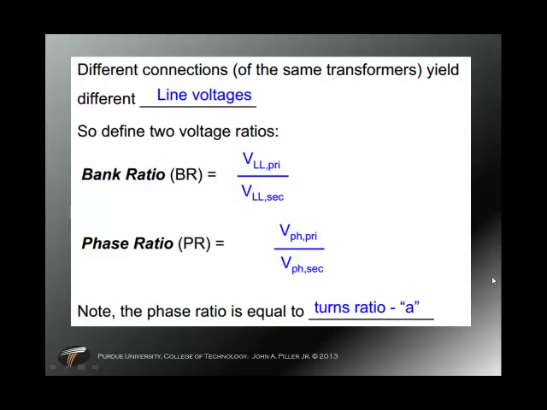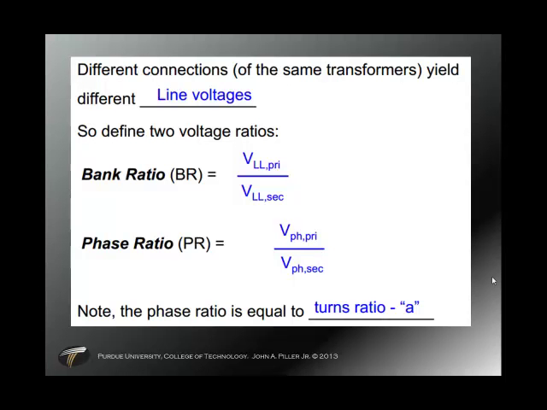Different connections of the same transformers can yield different line voltages. So define the 2 voltages between the ratios as bank ratio and phase ratio. So what does this mean? Bank ratio would be the ratio of primary to secondary line-to-line voltages. Phase ratio would be the primary to secondary phase ratios.